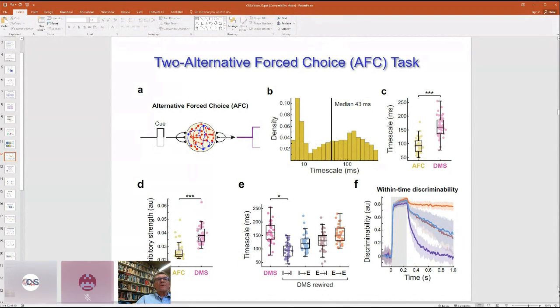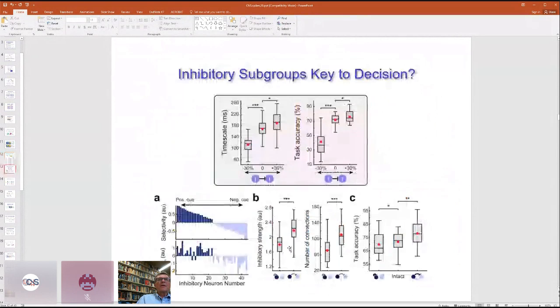The average inhibitory strength is about 50% greater in the network trained to do the delayed match to sample. So we went in and we scrambled the weights between the inhibitory neurons, and the time scale for the DMS goes way down. Whereas if you scramble the excitatory weights, it doesn't change the time scale at all. So clearly implicating the inhibitory neurons here somehow.